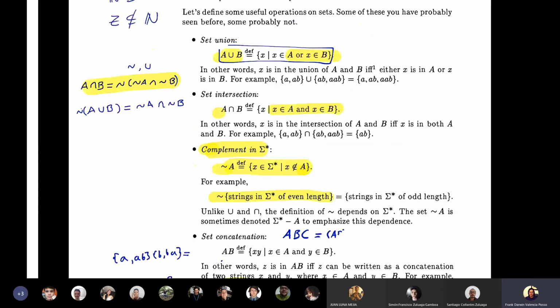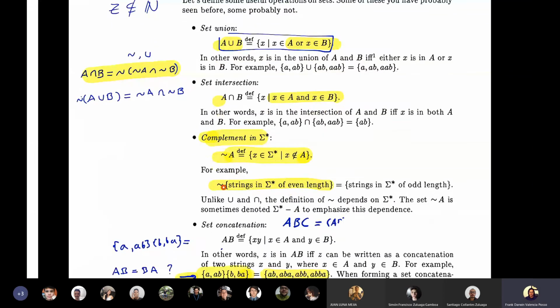So, for example, the complement of all the strings that have even length will be all the strings that have odd length.